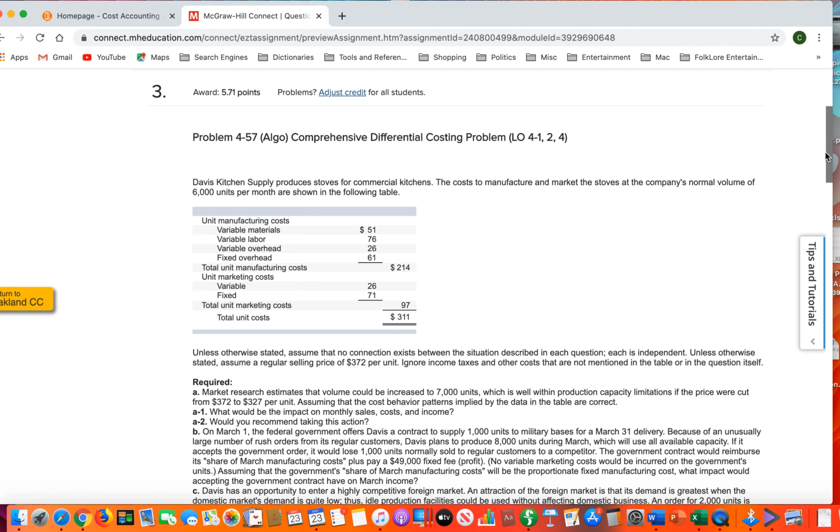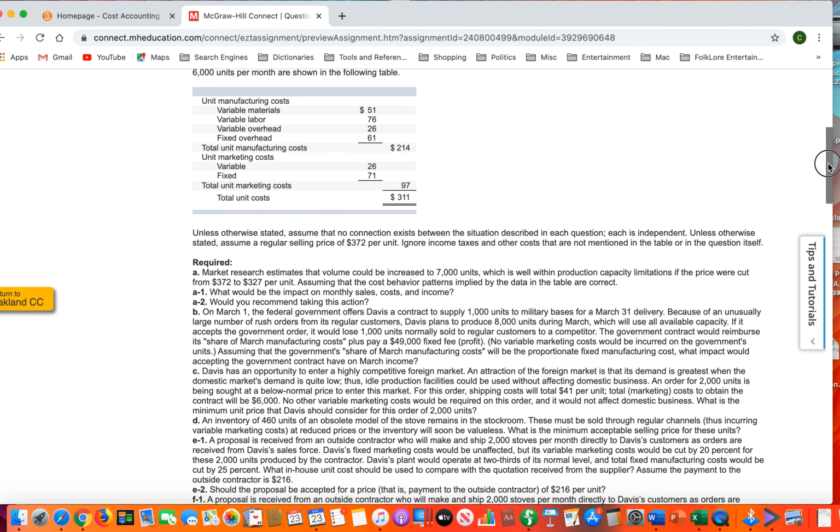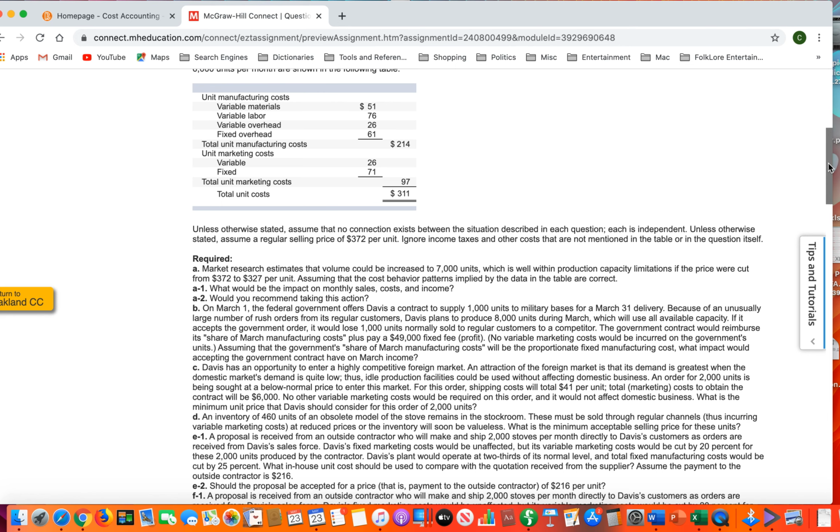Now, let me walk through this with you, as best I can. Here's what I did. For question 1, A, and then goes to A1. Market research estimate that volume could be increased to 7,000 units, which is well within the production capacity. If the price were cut from 372 to 327, assuming the cost behavior patterns implied by the data in the table are correct, what would be the impact on monthly sales, costs, and income?